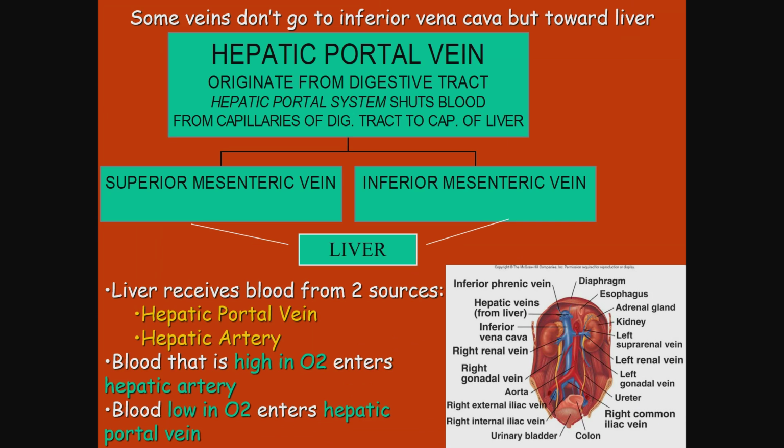We kind of talked about this briefly in the last unit. The hepatic portal vein originates from our digestive tract. The hepatic portal system shunts blood from capillaries, so the really tiny blood vessels of your digestive tract, to the capillaries of the liver, and then they divide into either superior or inferior mesenteric veins, and those are the ones that then enter the liver.